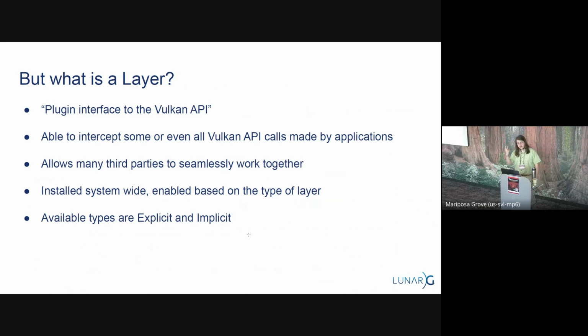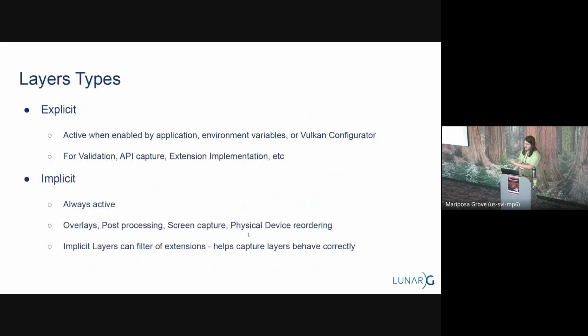There are two types of layers, explicit and implicit, of which explicit layers are explicitly enabled and implicit layers are implicitly enabled. If that was the only distinction, life would be a lot easier. What the distinction exists for is so that certain layer types that are meant to be turned on by application developers are in one bucket, the explicit layer bucket, and other plugins that should always be active, say game overlays, stream capture, post-processing, any physical device sorting, any of those things can just always be active for everyone.